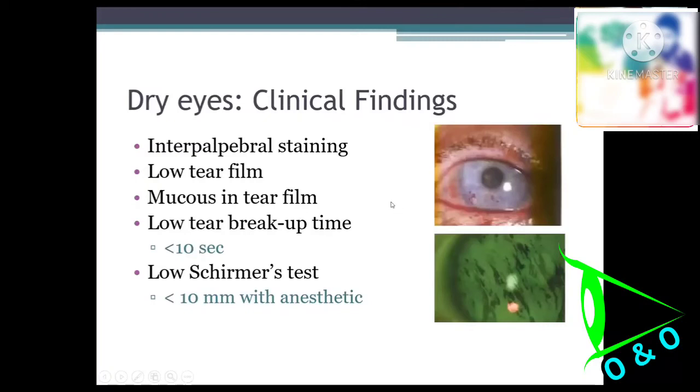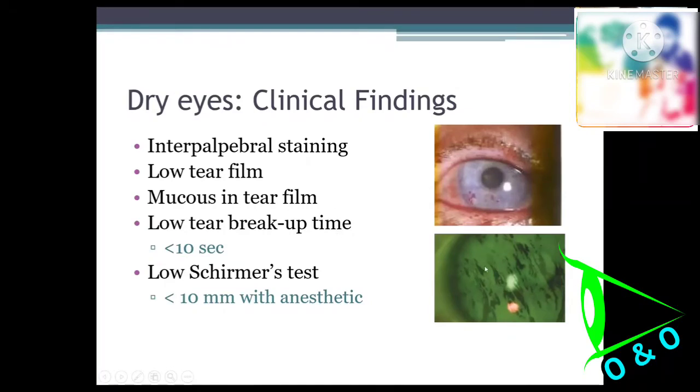On exam, you'll see interpalpebral staining. This is some rose bengal staining that you'll see in the interpalpebral space. You'll see a low tear film. You can see mucus in the tear film. Mucus in the tear film represents dried up tears, so that's a sign of dry eye. And there's also a low tear breakup time.